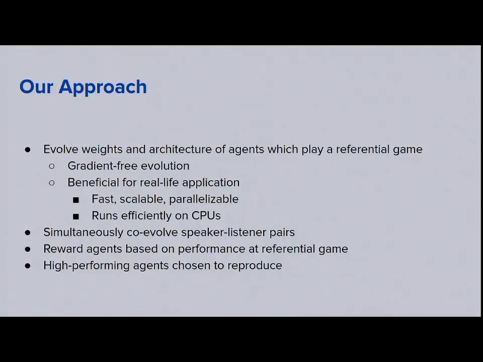We think that a gradient-free approach in this case is particularly beneficial for real-life applications like video games, because these algorithms have been shown to train very quickly, with speed-ups often 10 to 20 times that seen with reinforcement learning. They're easy to parallelize, and since you are not computing any gradients, there's no backpropagation, so there's actually no need for GPUs. We'll be simultaneously evolving pairs of speakers and listeners, and we'll take these speaker-listener pairs and evaluate their performance at a referential game. It's a standard genetic algorithm. High-performing agent pairs will be chosen to reproduce.